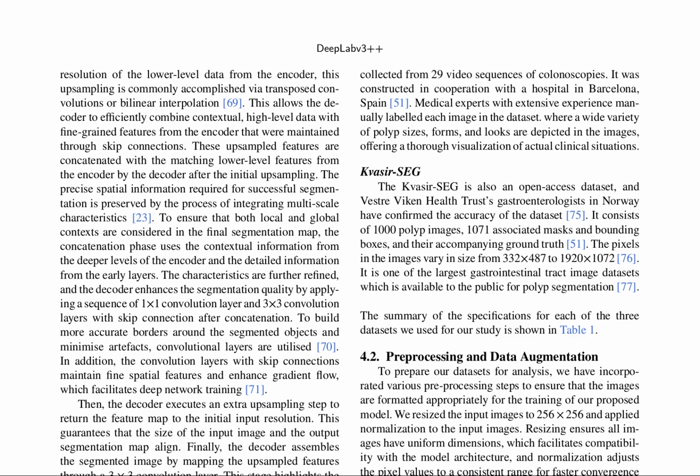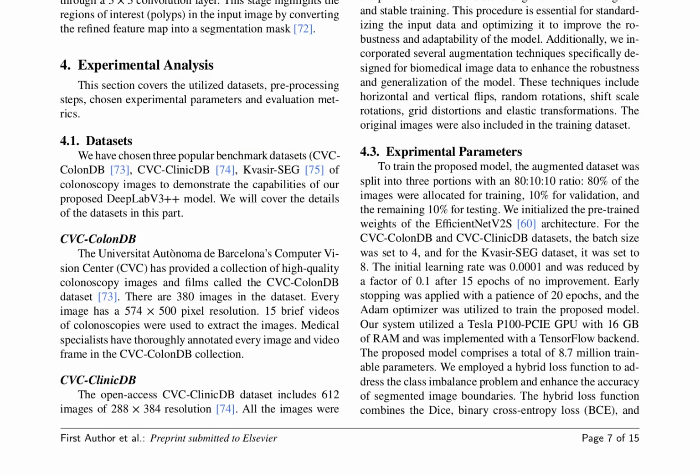The experimental analysis section covers the utilized datasets, pre-processing steps, chosen experimental parameters, and evaluation metrics. Three popular benchmark datasets, CVC-ColonDB, CVC-ClinicDB, and Kvasir-SEG, of colonoscopy images are used to demonstrate the capabilities of the proposed DeepLabV3++ model. The datasets are described in detail, including their resolutions, numbers of images, and annotation processes. The preprocessing and data augmentation steps involve resizing the input images to 256 by 256 and applying normalization to ensure uniform dimensions and consistent range of pixel values. Various augmentation techniques, such as horizontal and vertical flips, random rotations, and elastic transformations, are incorporated to enhance the robustness and generalization of the model.